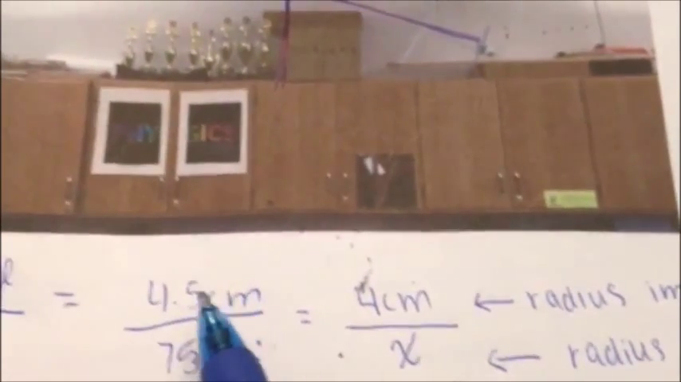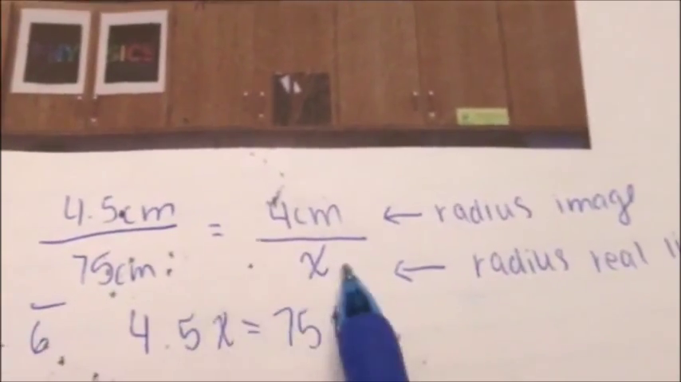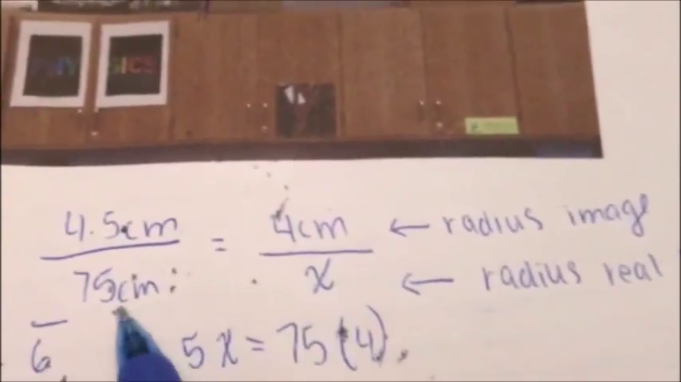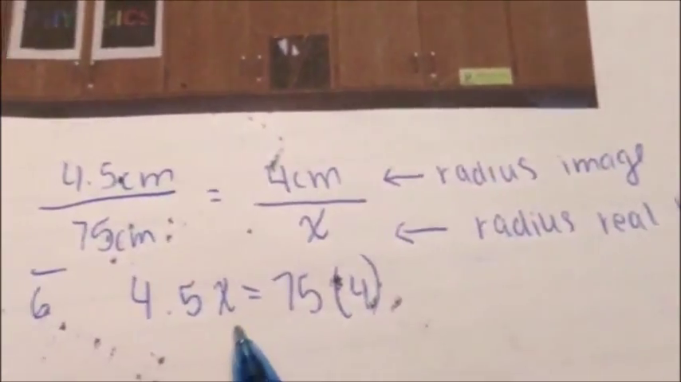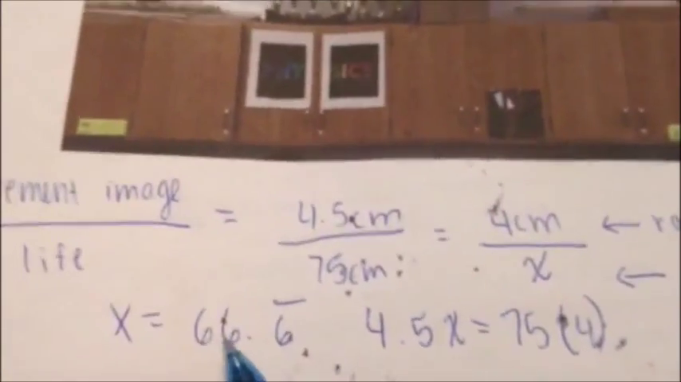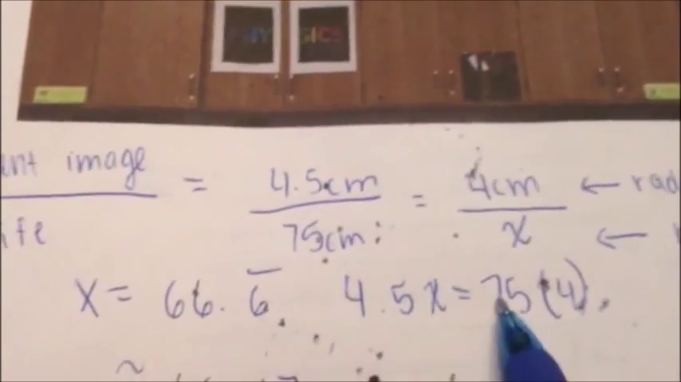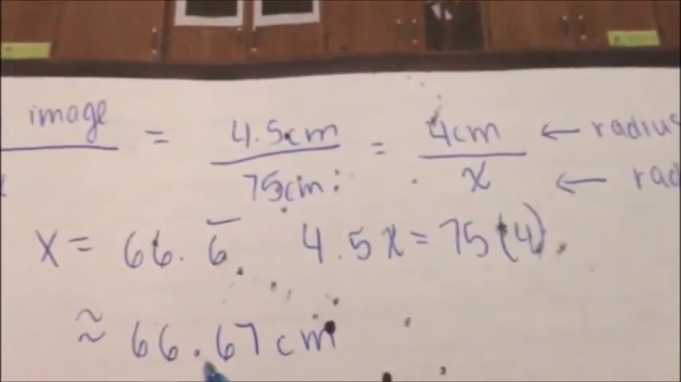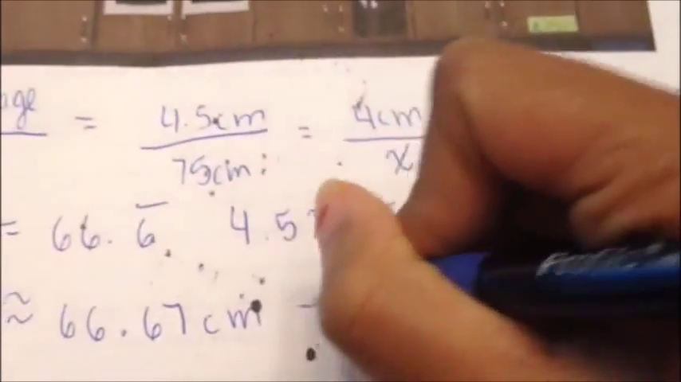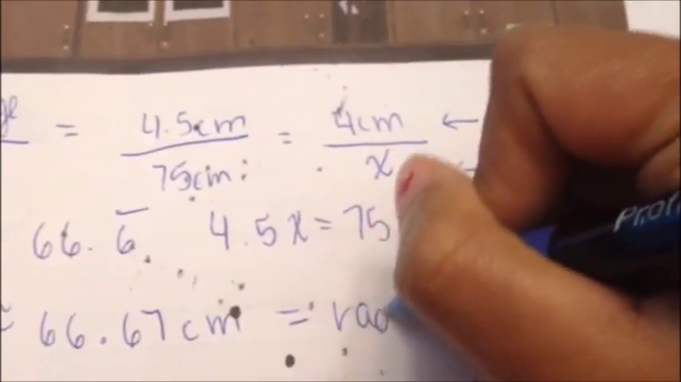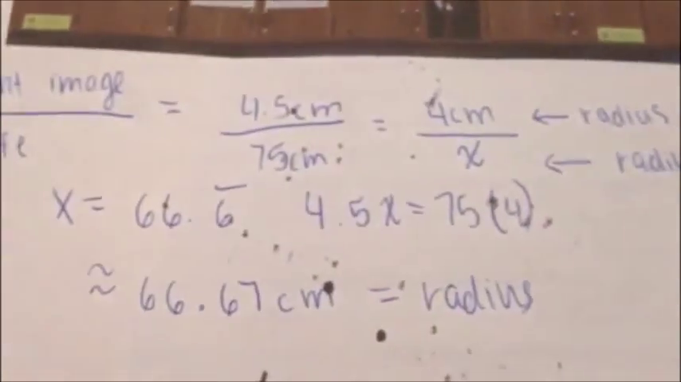Now we could use cross multiplication to find that 4.5 centimeters times x is equal to 4 times 75. And when we plug it into the calculator, we could solve for x to be 66.66666, and round that to 66.67 centimeters. This is the radius of our circle.